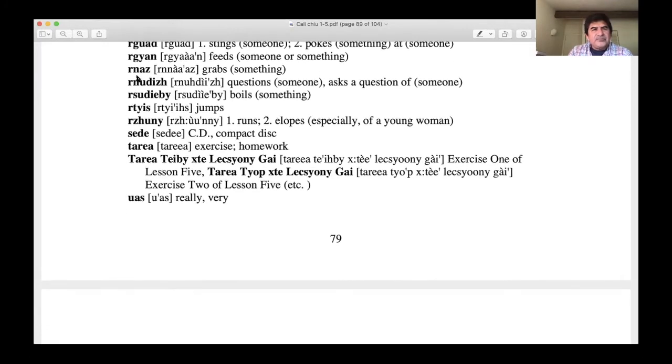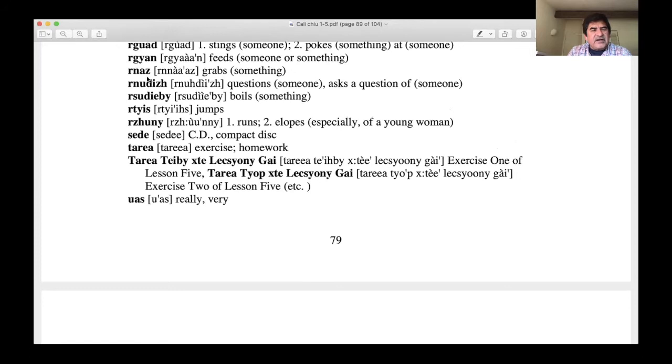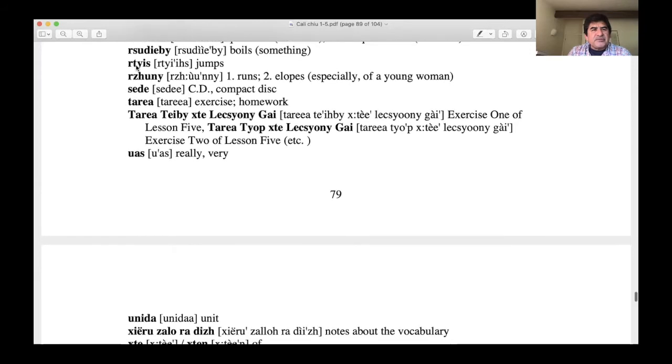Ryan. Rnas. One more time. Rnas. Questions? Rnudish. Boil something? Rsudiev. Jumps. Artis. Next word, which means runs, elopes.